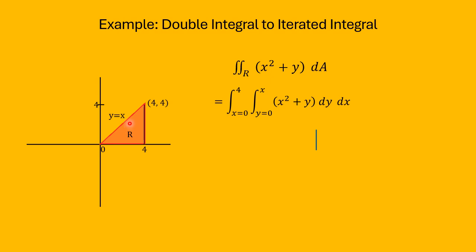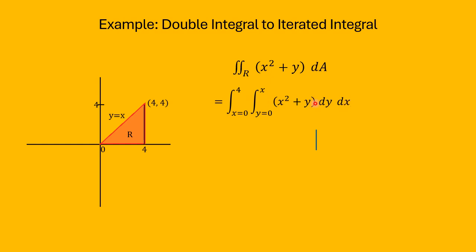If you look at this picture for a minute, x goes from 0 to 4, and so the outer integral is the integral where x goes from 0 to 4. And now, what about the lower and upper curves? The lower curve right here is y equals 0, part of the x-axis, and this upper curve for the region R is y equals x. And so the inside integral is going from y equals 0 to x. Then we have the integrand x squared plus y, dy dx.